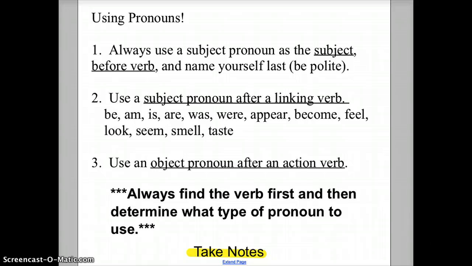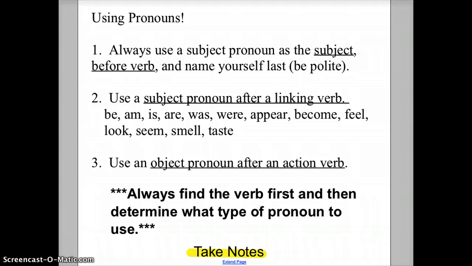So number 1, always use a subject pronoun as the subject before the verb, and always name yourself last. Number 2, use a subject pronoun after a linking verb. Here are some of the most popular linking verbs: be, am, is, are, was, were, appear, become, feel, look, seem, smell, taste. So 2 times that you would pick a subject pronoun: before the verb, or after the linking verb.